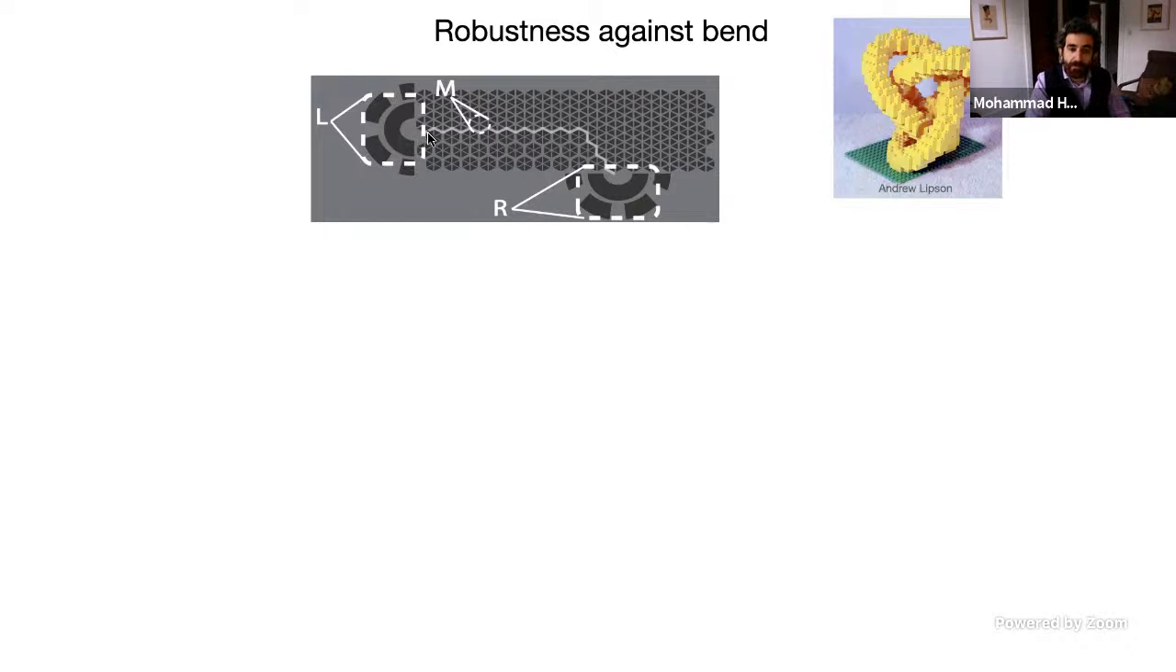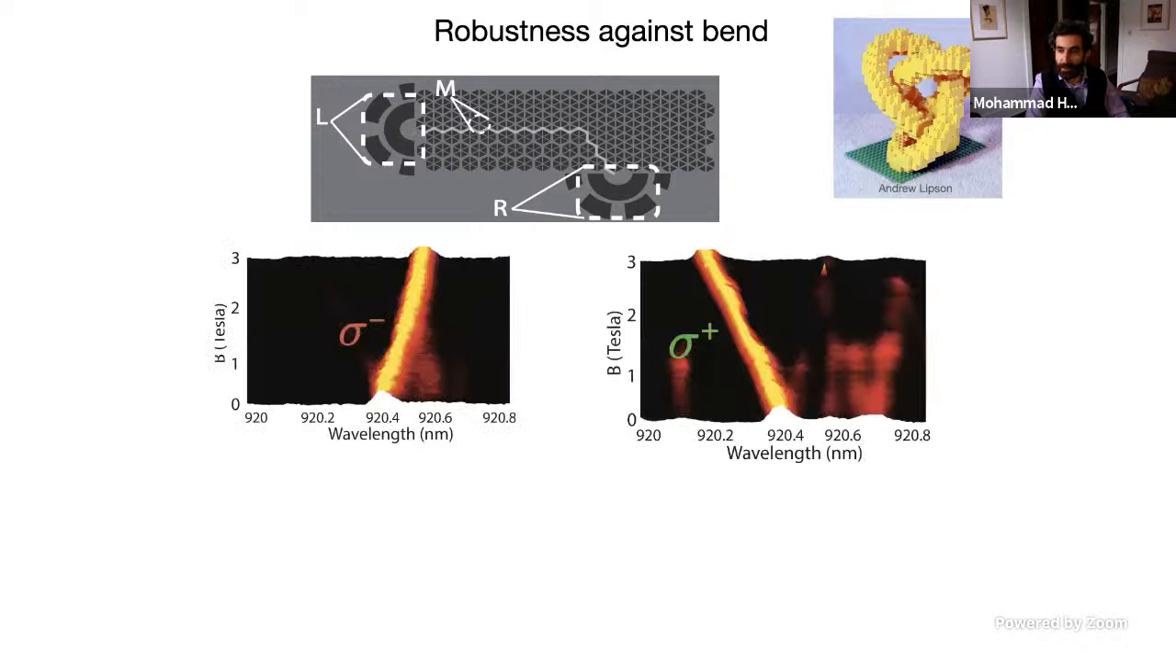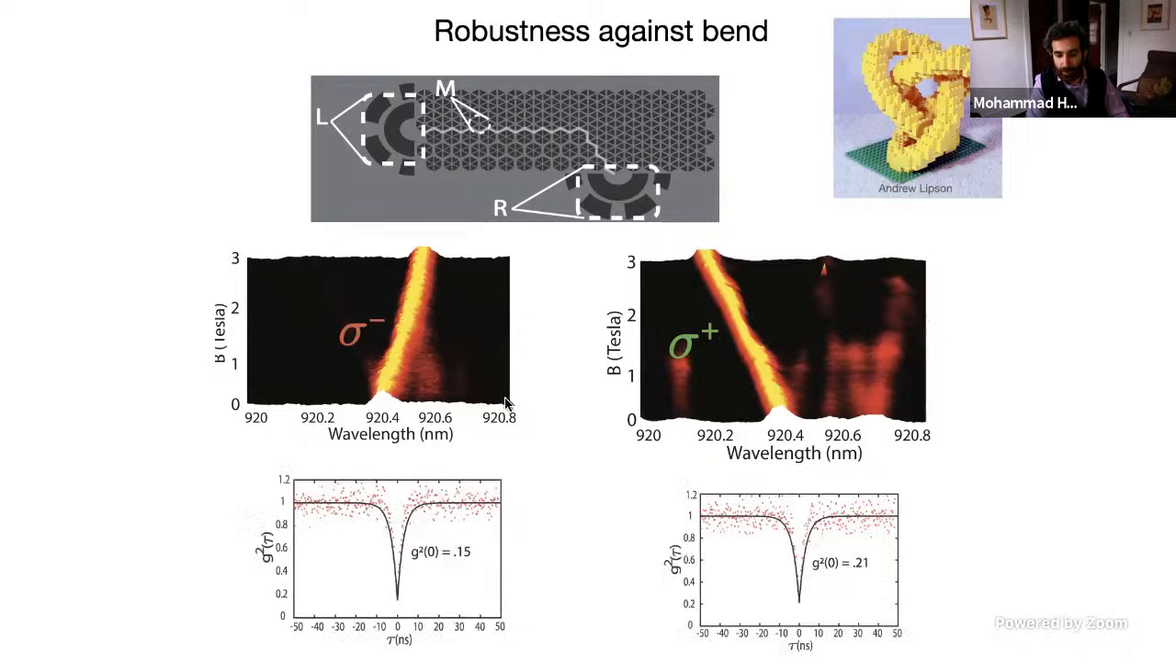So if my emitter is over here, now if it's emitting sigma plus light, it would go over here, sigma minus light would go over here, similar to the previous slide. And indeed, we see these two branches that emerge. And one can again do a G2 correlation function measurement to show that they are indeed single photons.